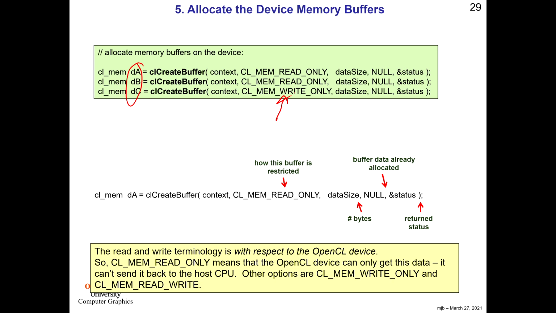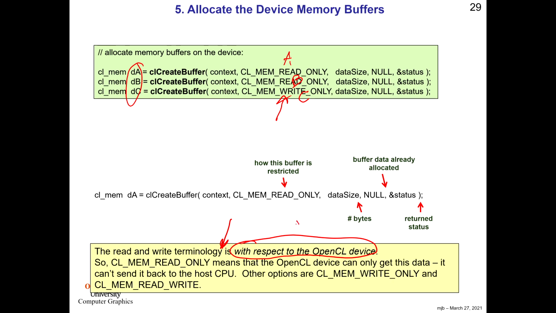Who knows? One thing about that read only and write only: that terminology is with respect to the GPU, with respect to the OpenCL device. And so what we're saying here is the array called A is going to be read into the GPU. The array B is going to be read into the GPU. The array C is going to be written from the GPU.